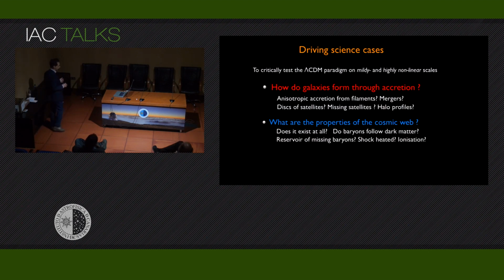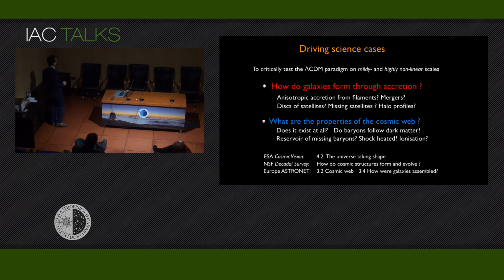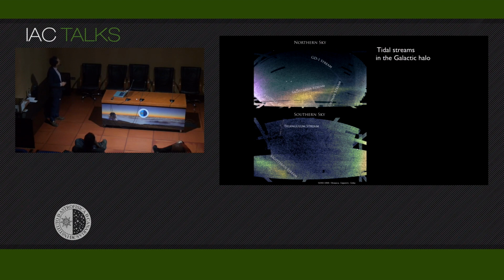Now, those are the two driving science cases for this mission. Understand how galaxies form through accretion, the problem of the missing satellites, the mergers, the disk of satellites, and so on. And the second one is, what are the properties of the cosmic web? Do the baryons follow the dark matter? Are they shock-heated? Are they ionized? We don't really know. Now, those are not really new ideas. They have been identified by a number of panels, like ESA, NSF, Astronet, as some of the key questions in cosmology these days.